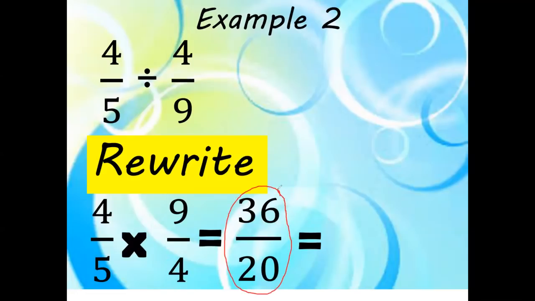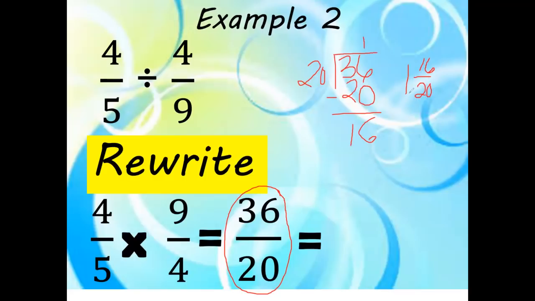Remember, we're dealing with fractions, so always write your answer in simplified form. Because this is an improper fraction, we need to change it into a mixed number by dividing it. So we're going to divide 36 divided by 20. 36 divided by 20 is 1. 1 times 20 is 20. Then subtract: 36 minus 20 is 16. So our whole number is our quotient, then our remainder will be our numerator. Then copy the denominator, which is 20.